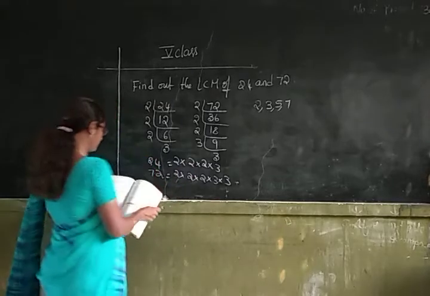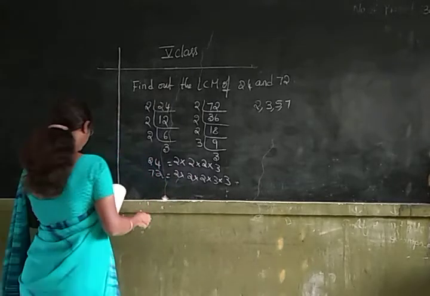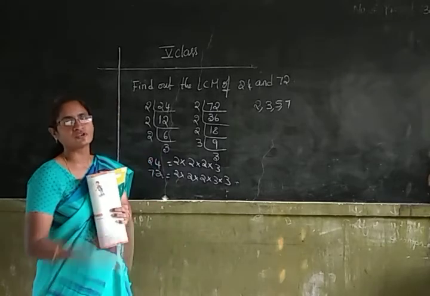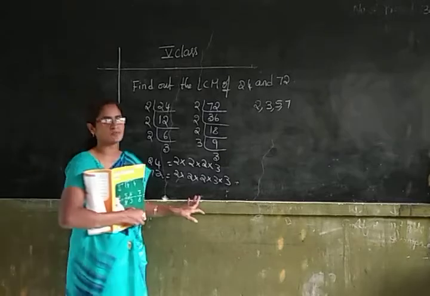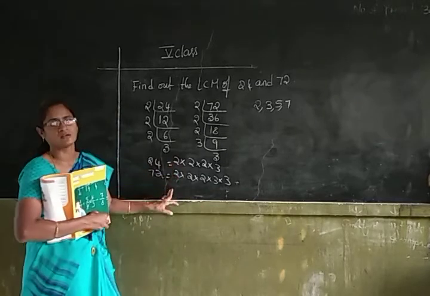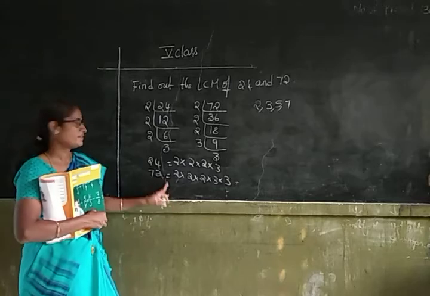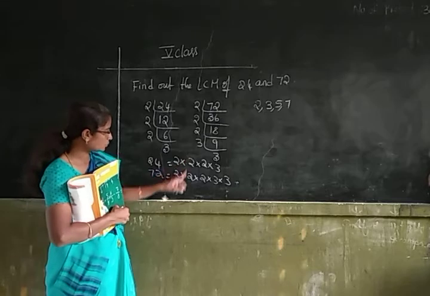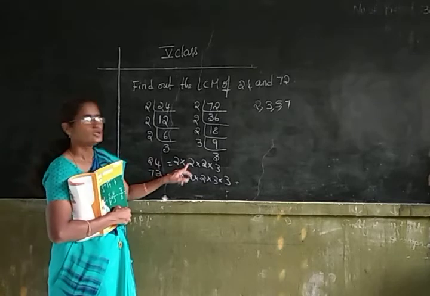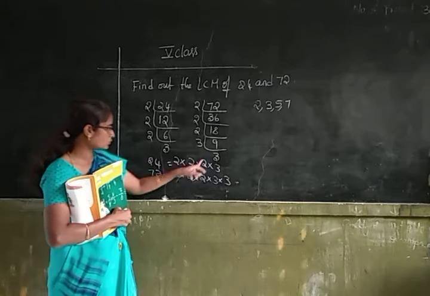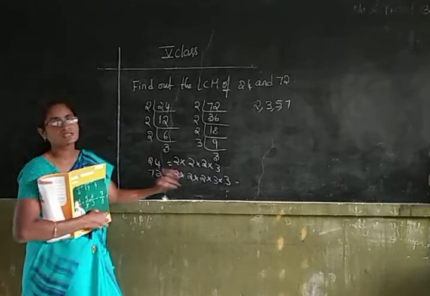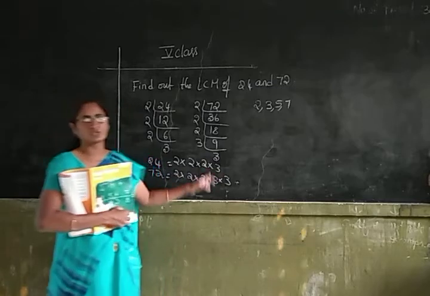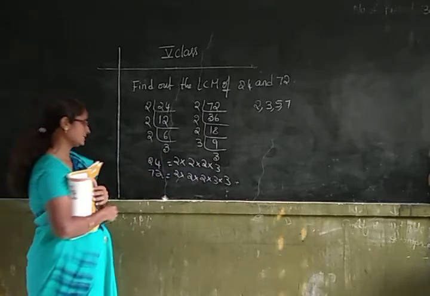For finding the LCM, first we have to find out the common factors. Common factors means the factors which are in both numbers. 2 is in both the numbers, so 2 is the common factor. Again 2 is in both 24 and 72, so 2 is a common factor. Again 2 is in both, and also 3 is in both the numbers, so 3 is a common factor for 24 and 72.